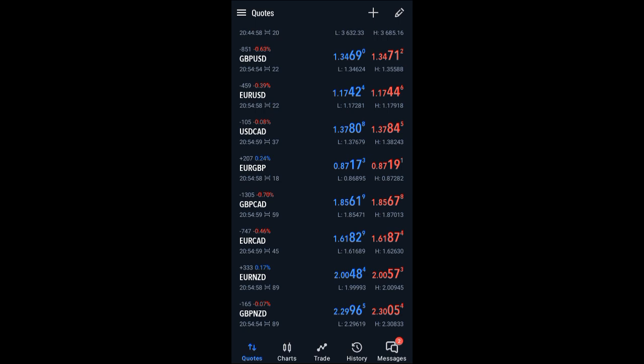The exception is when there is something backing up the quote currency to make it stronger than the base currency. So that is it on currency pairs. So all these here are paired together and are known as currency pairs. You can see GBP USD, Euro USD, USD CAD, and Euro GBP.